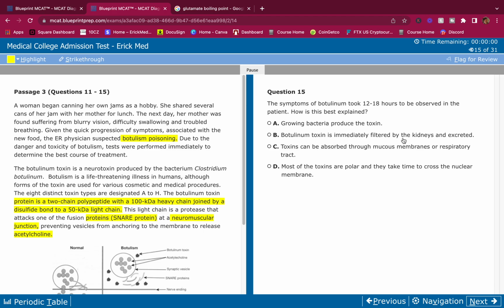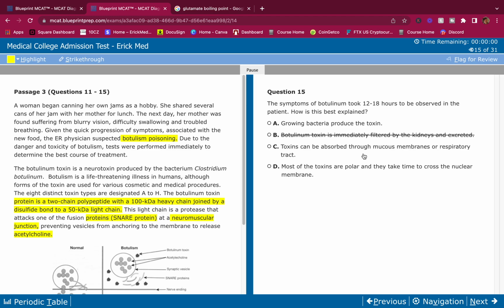Botulinum toxin is immediately filtered by the kidneys and excreted. Okay. If it was immediately filtered and excreted, that would take way less than 12 to 18 hours. It wouldn't even be in our bloodstream to produce symptoms at all. So this is wrong. Immediately, no. We need time. 12 to 18 hours takes time.